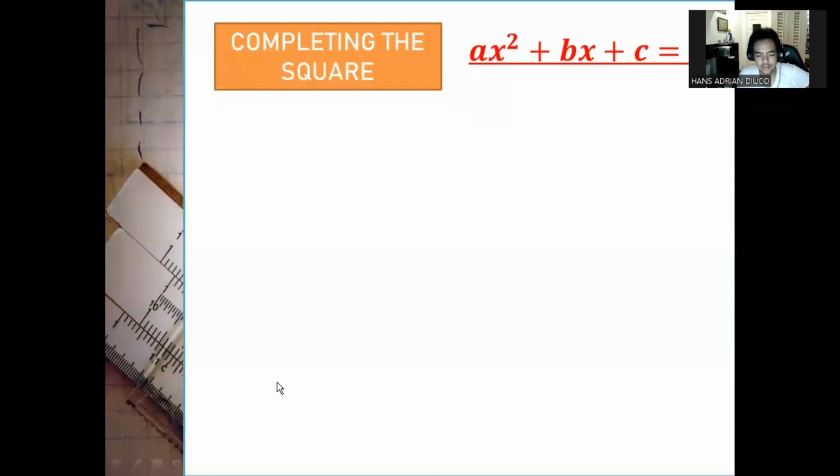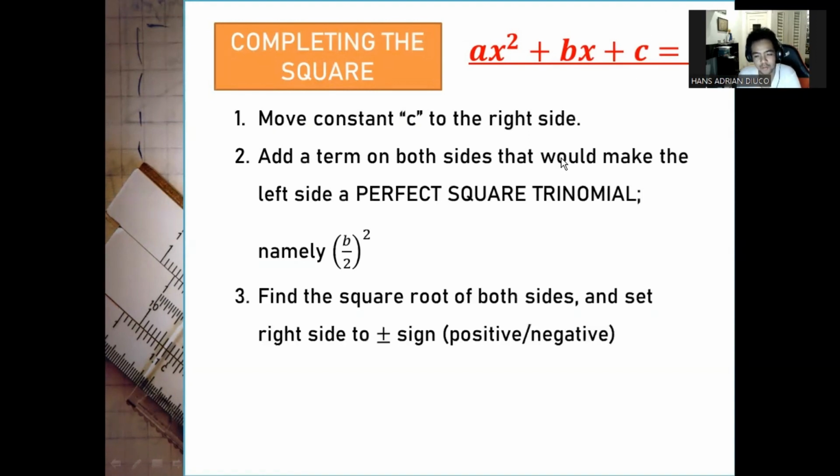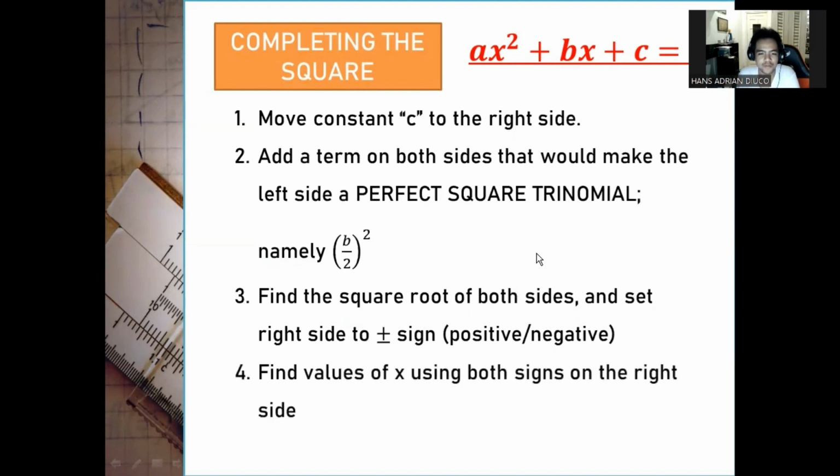We're running a little bit late. Let's try and speed this up a little. By completing the square, you have to move constant c to the right side. Add the term on both sides to make the left side a perfect square trinomial. Find b over 2, then square. So just divide the middle term by 2 and then square it. Then add them both sides. Find the square root of both sides, then set the right side to positive or negative sign, and find the values. And it only works if a is 1.